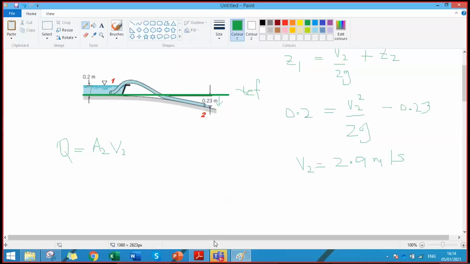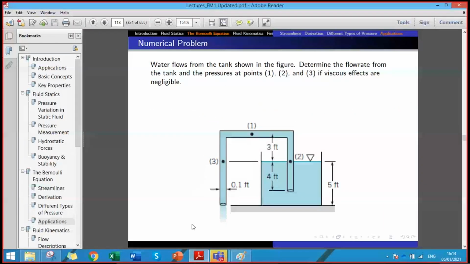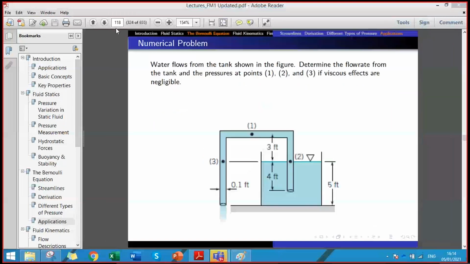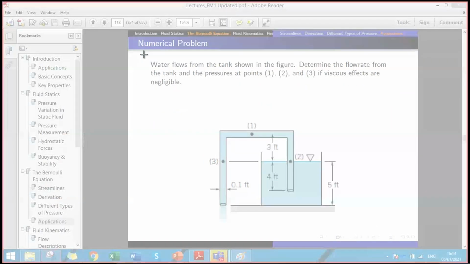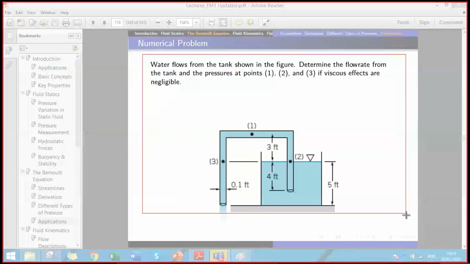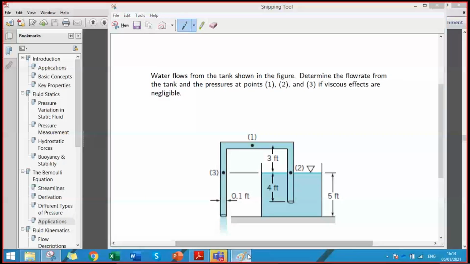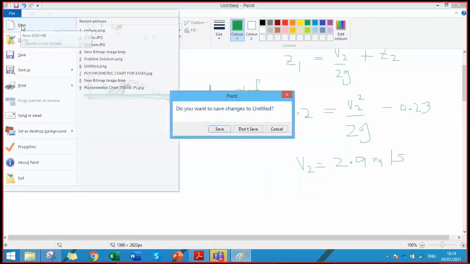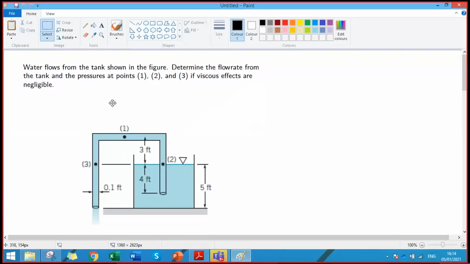Then we have another problem to solve, which will help us with the Bernoulli equation. It's a bit interesting, or a bit challenging one. I would be delighted if you can help me solve this problem. It will mean that you have understood the Bernoulli equation very well if you can solve it.